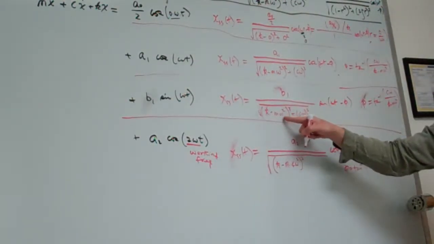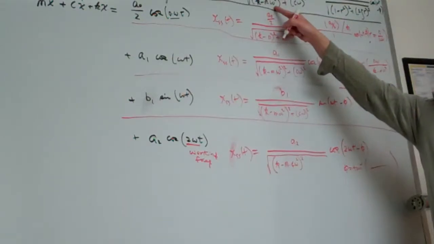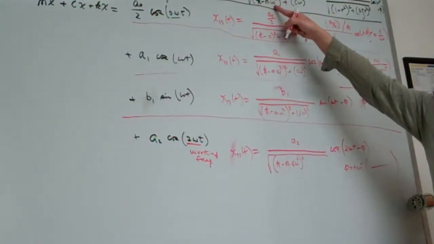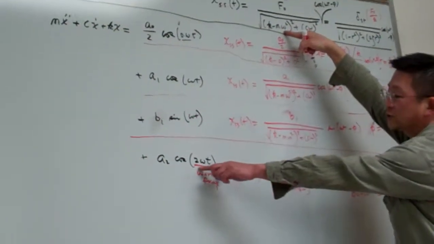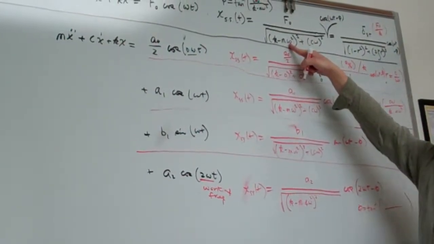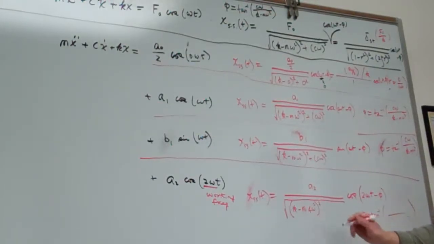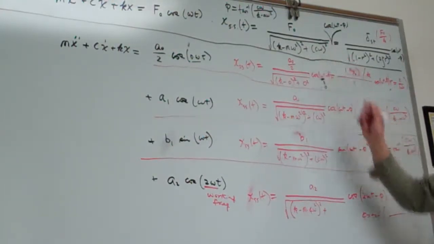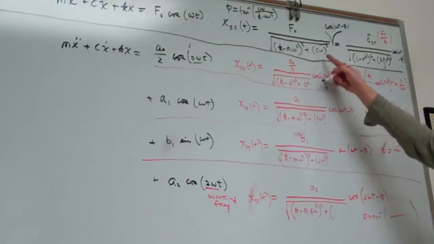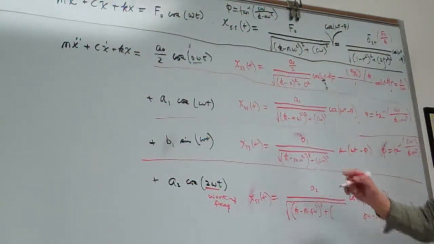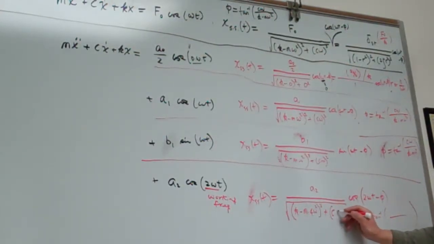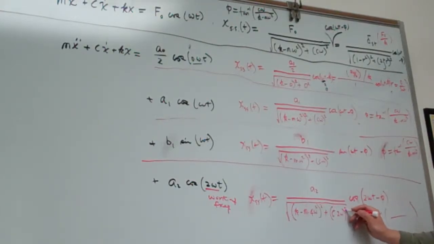We good? So right now, this again represents the working frequency. So we plug in the working frequency, which is 2 omega, into this point right here. So that becomes 4 omega squared. We good? Okay, and then plus C times the working frequency, so C times 2 omega, which becomes C times 2 omega squared. We good?